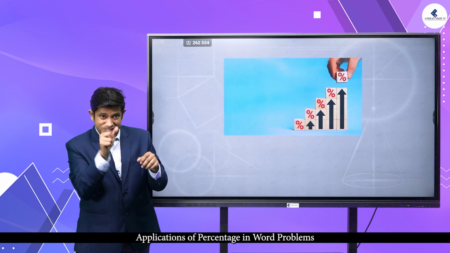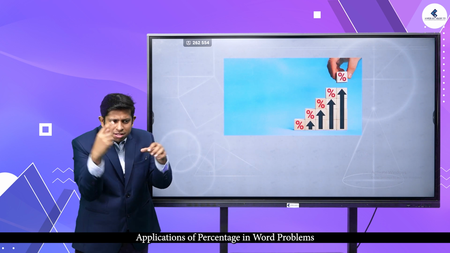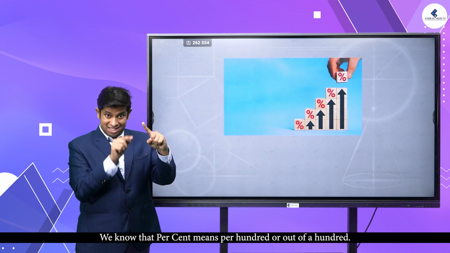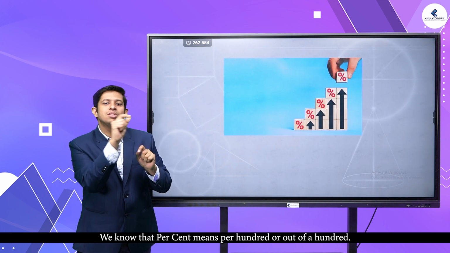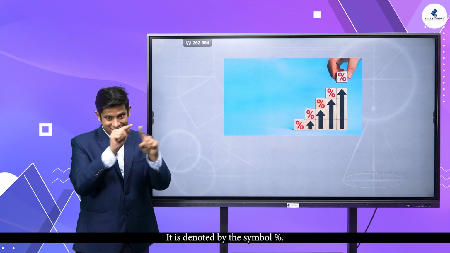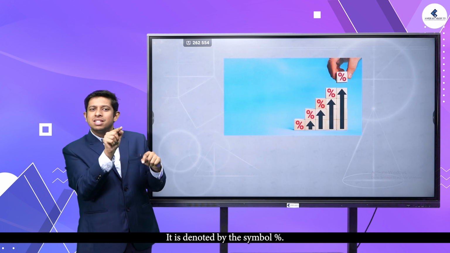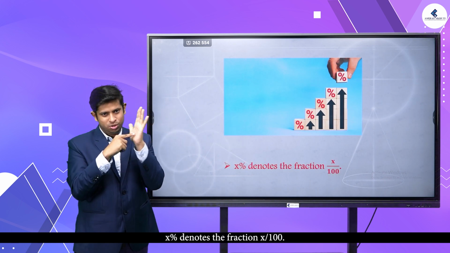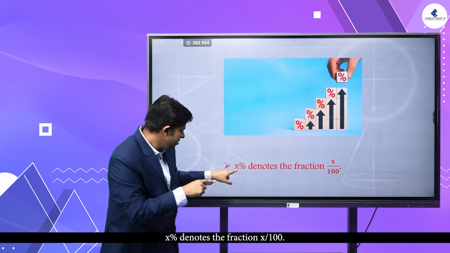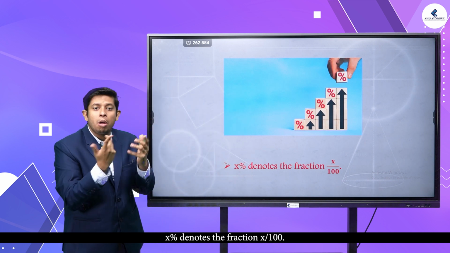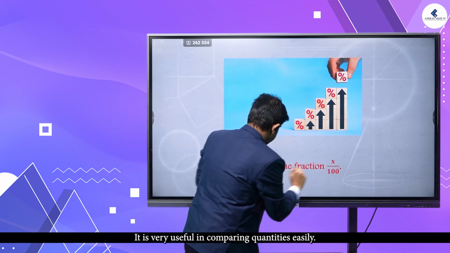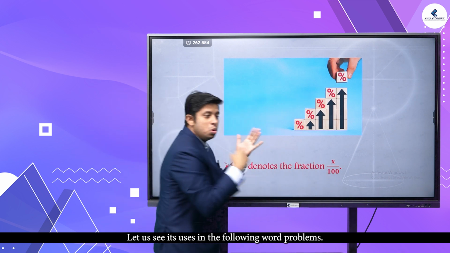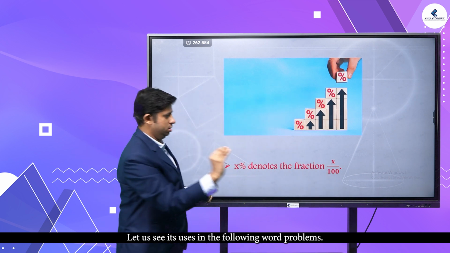Applications of percentage in word problems. We know that percent means per 100 or out of 100. It is denoted by the symbol percent. X percent denotes the fraction x by 100. It is very useful in comparing quantities easily. Let us see its uses in the following word problems.